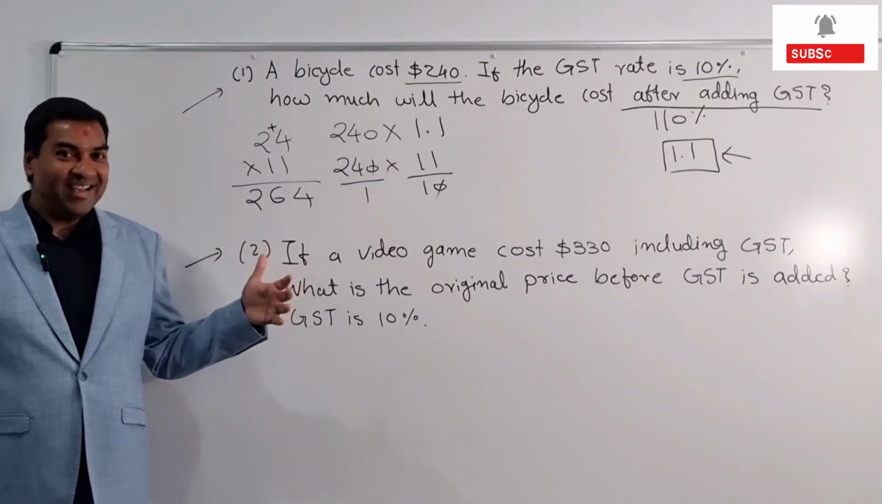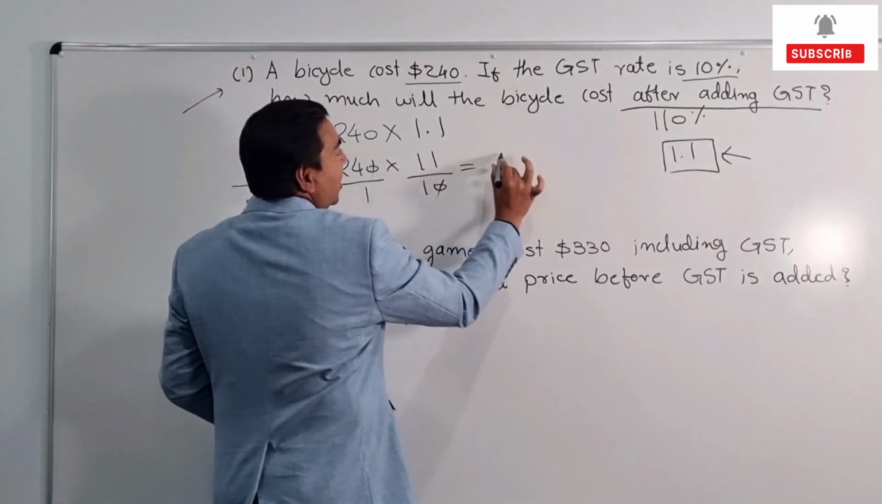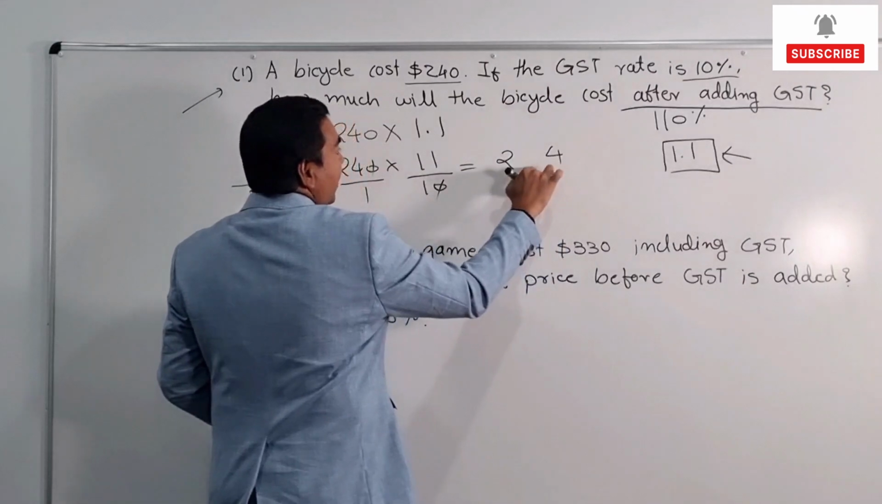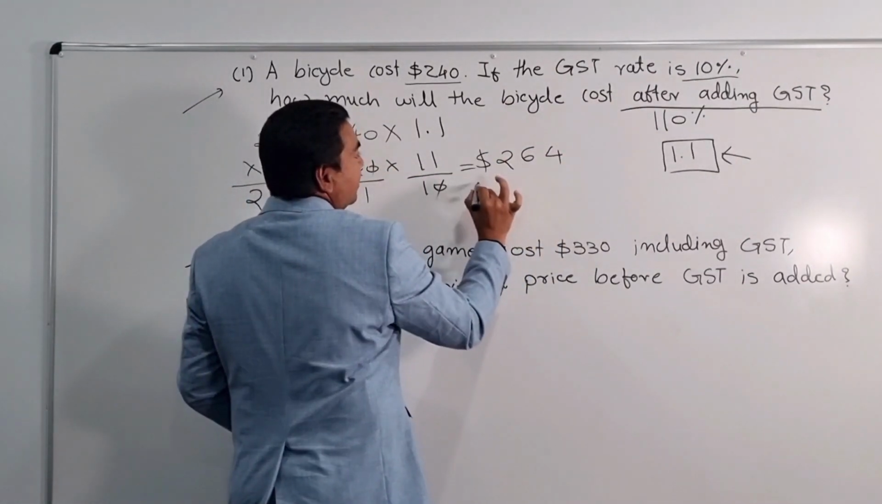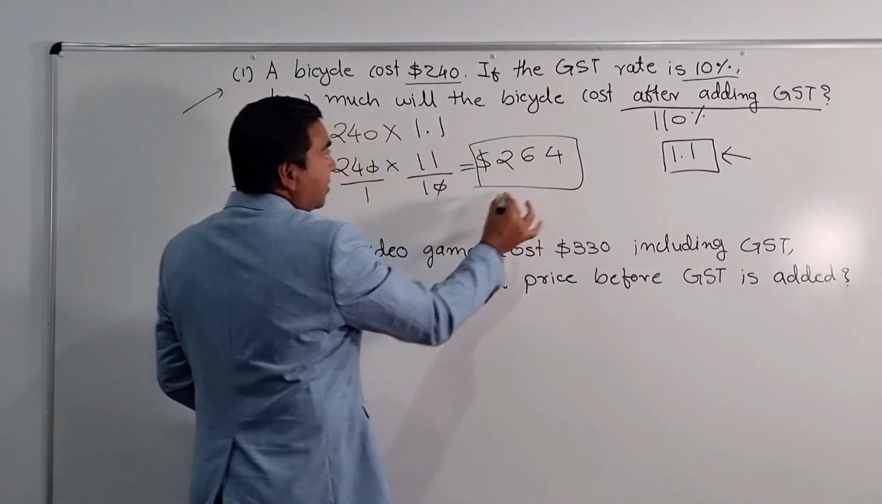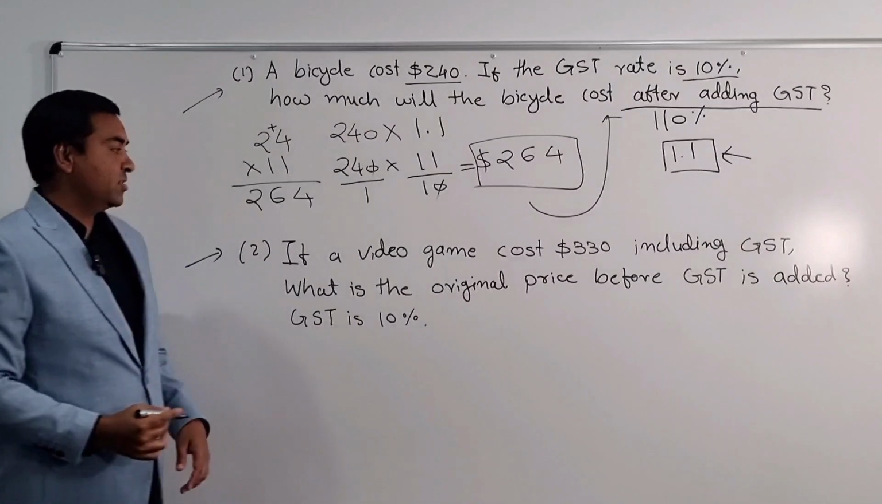Is it not cool, guys? Yeah. So directly you can work it out. 24 times 11. So you can do 2 here, 4 here. In the middle, 2 plus 4 is 6. So $264 will be the price after GST. And that is the answer of my first question.